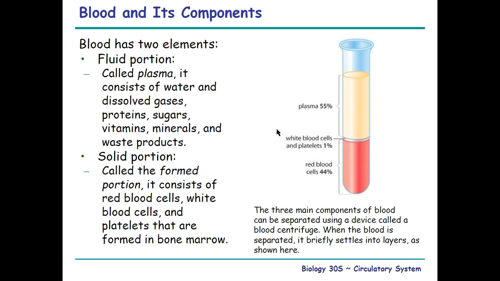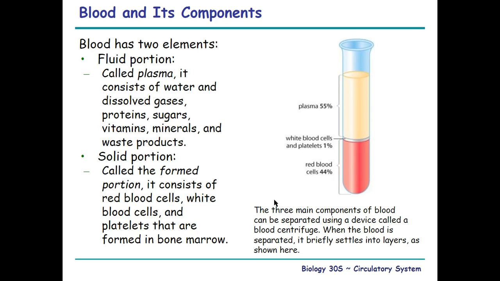Blood has two elements. The fluid portion, called plasma. It consists of water and dissolved gases, proteins, sugar, vitamins, minerals, and waste products. The solid portion, called the formed portion, consists of red blood cells, white blood cells, and platelets that are formed in bone marrow.